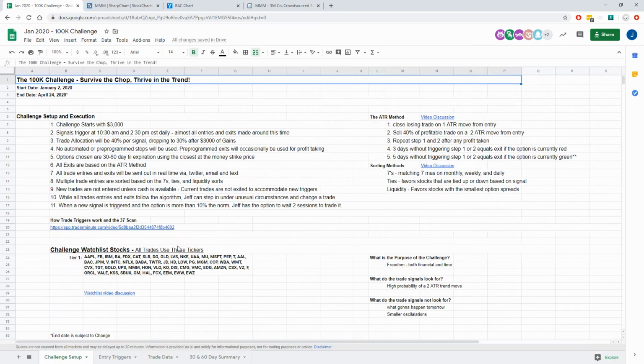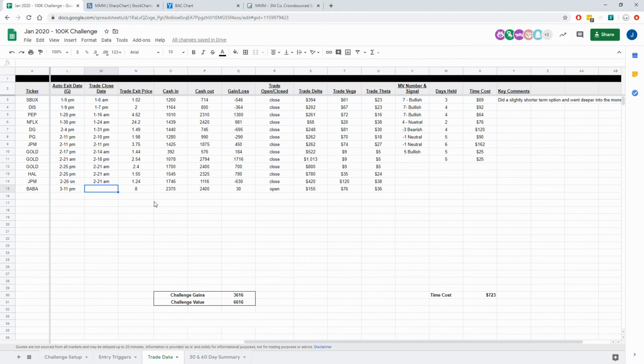Okay, so if we come back, we're invoking rule number 10, unusual circumstances. And we've talked about this. When a signal's triggered and the option's more than 10% above the norm, I have the option to wait 2 sessions. We're looking at an option that's more than 25% above the norm, not 10%. That's how inflated it is right here. So, pulled it off and moving on. Let's see where that puts us. That puts us back in cash, which is not what I want to be.